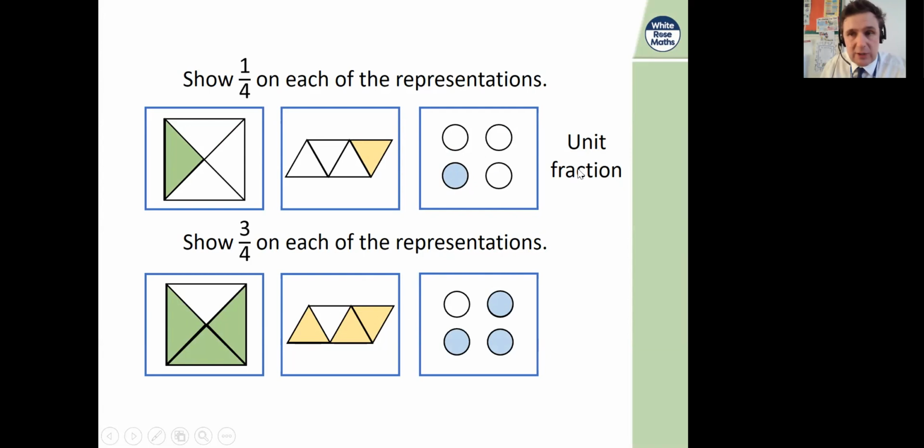These aren't unit fractions, though, like the ones at the top are. These, remember, are called non-unit fractions. A unit fraction has 1 as a numerator, sorry. A non-unit fraction has a numerator greater than 1.